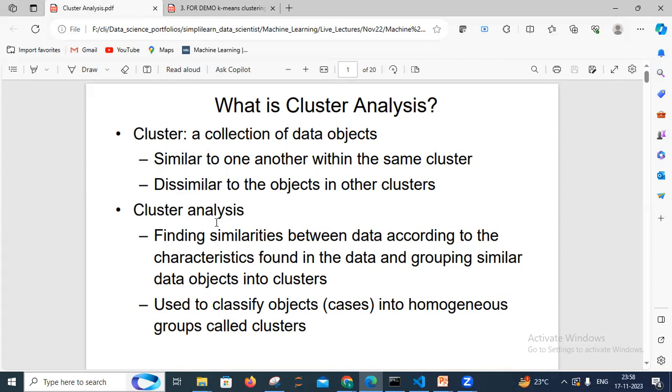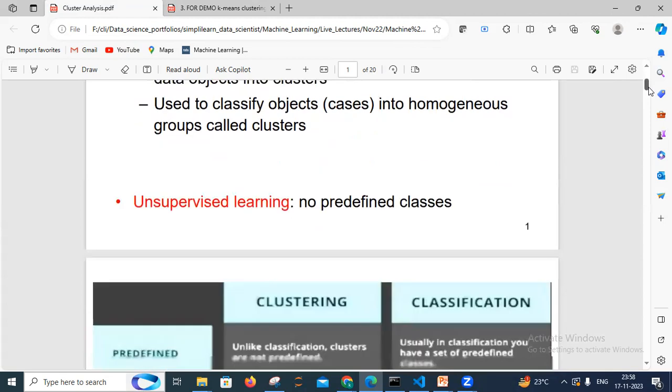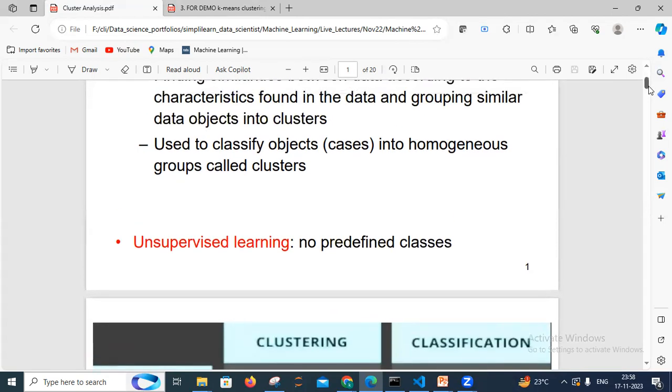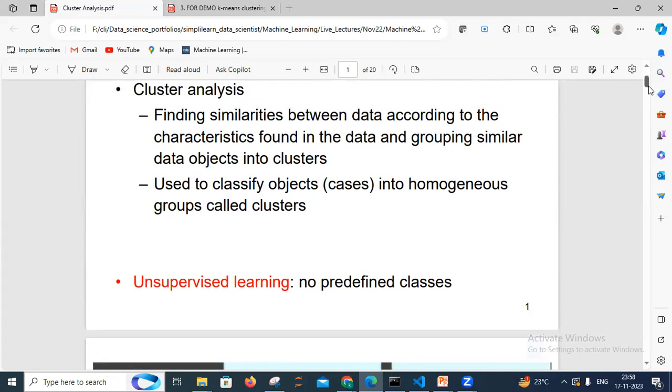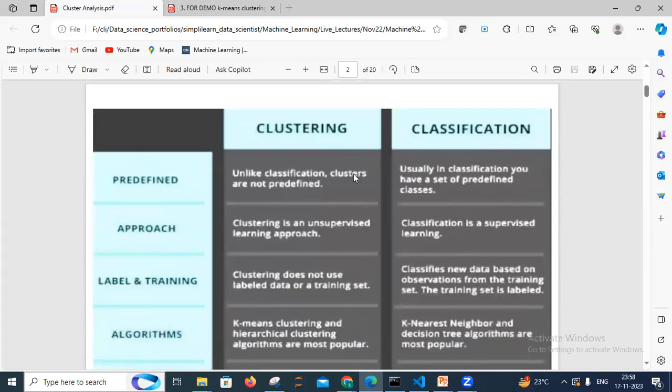So finding similarity between data according to the characteristics that we have found in the data, we have to group similar data objects into clusters, right? And there is no defined class present, so it's totally an unsupervised learning algorithm. And we have to know the difference between classification and clustering. Classification is supervised learning. Clustering is totally different from classification.